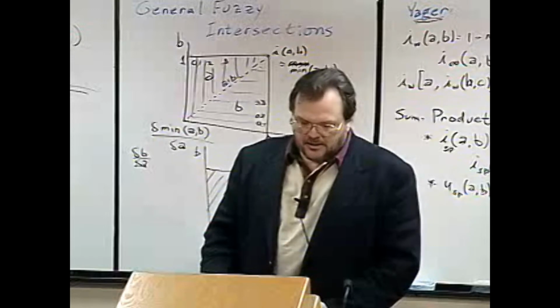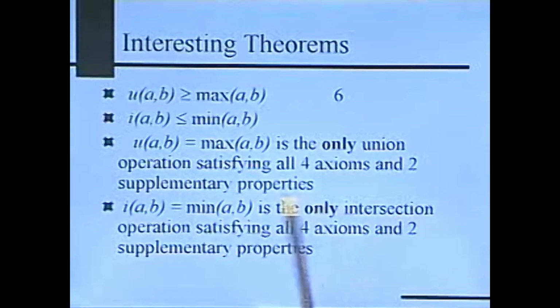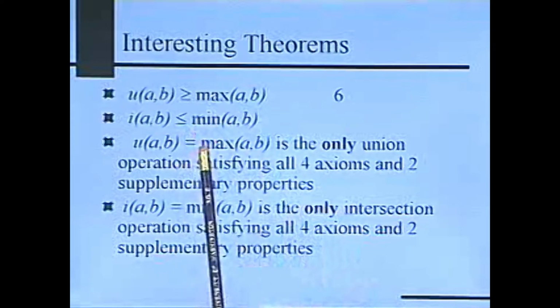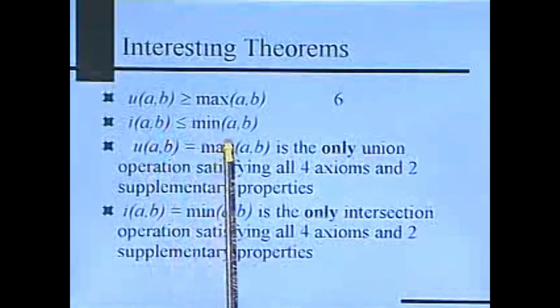By the way, before I get into aggregation, we mentioned these. I gave you the answer. Sorry, I gave you the answer. The I of AB is less than or equal to the minimum.